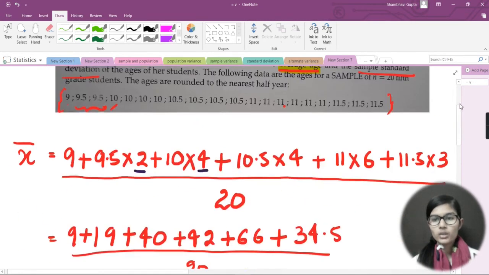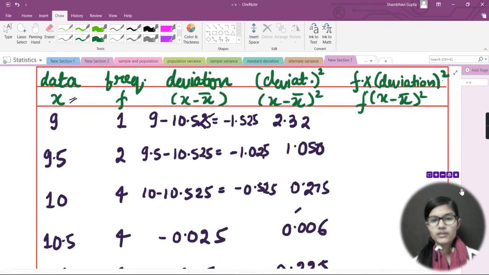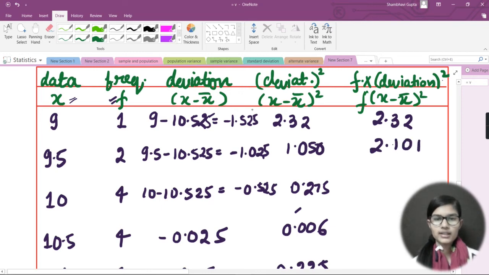Now we are left with only one step, and that is frequency into deviation squared, right? Frequency, I just told you, is this f. Deviation squared we have quickly found out. So when I do 1 multiplied by 2.32, that results in the same. When I do 2 into 1.050, that results in 2.101. What about the third? It is 4 into 0.275, which results in 1.1025.